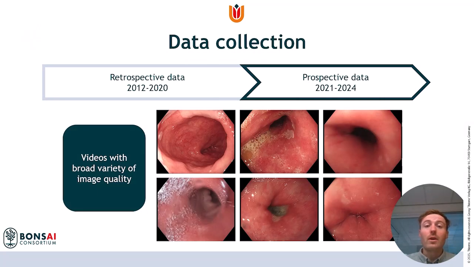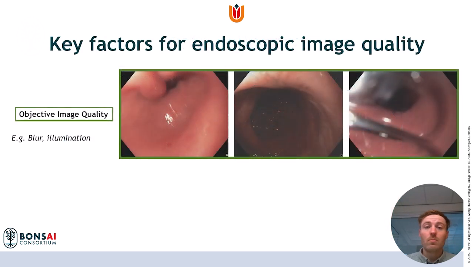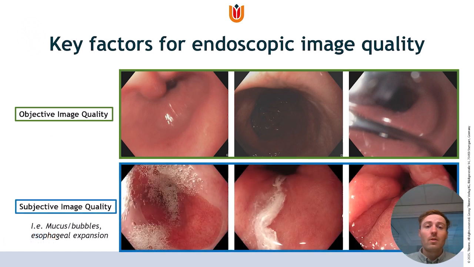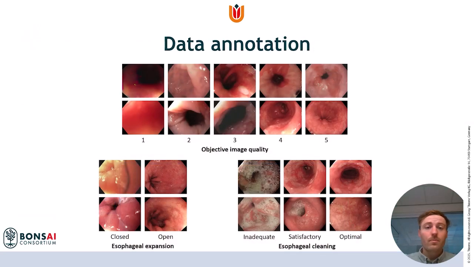We started by collecting a large dataset of retrospective and prospective Barrett's imagery, and often we used videos which inherently contain a wide variety of image quality. So we identified several key factors defining endoscopic image quality. First, objective image quality, which comprises artifacts such as blur or poor illumination. And second, subjective image quality, which we subdivided into the degree of mucosal cleaning and esophageal expansion. We then annotated all data for these parameters with different point scales.